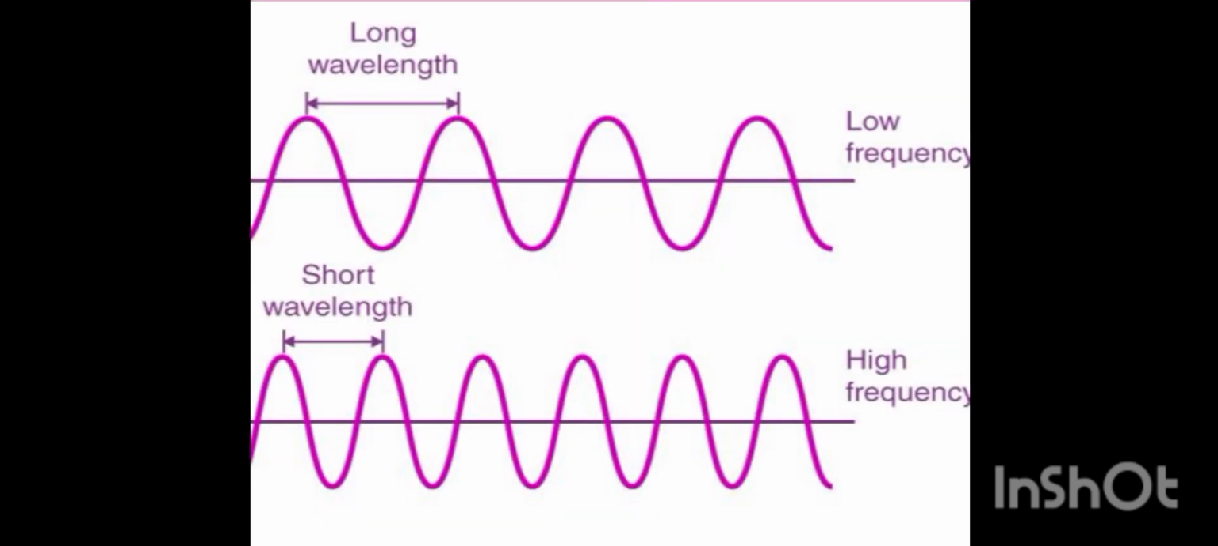So to sum up, we can say this: long wavelength light has low frequency, and short wavelength light has high frequency. When we talk about colors, red light has the maximum wavelength, so it has low frequency.